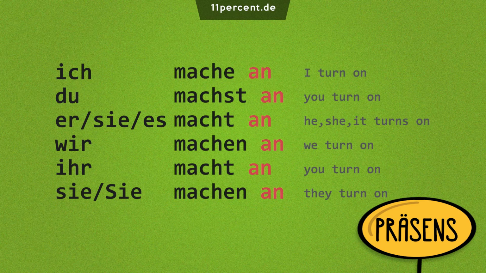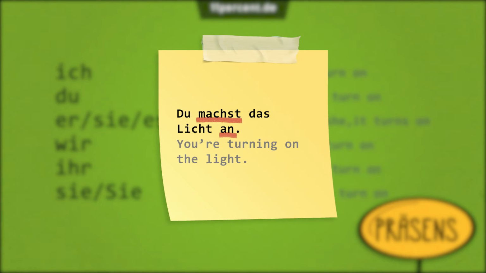And this is a great example of what we warned you about. The prefix an separates itself from the rest of the verb. So we have in a sentence, Du machst das Licht an. You're turning on the light.